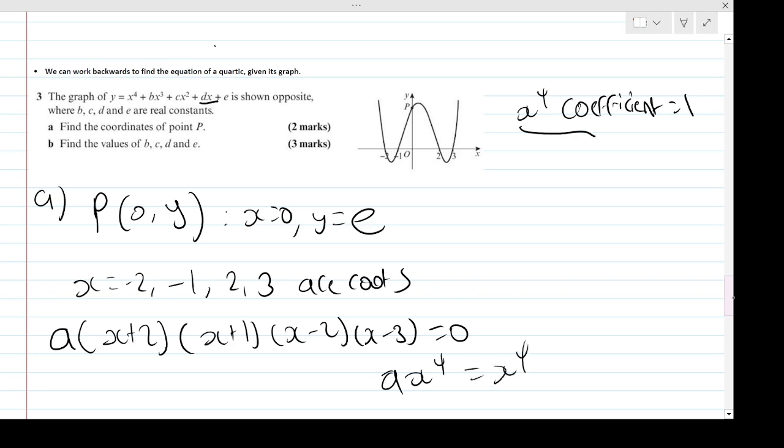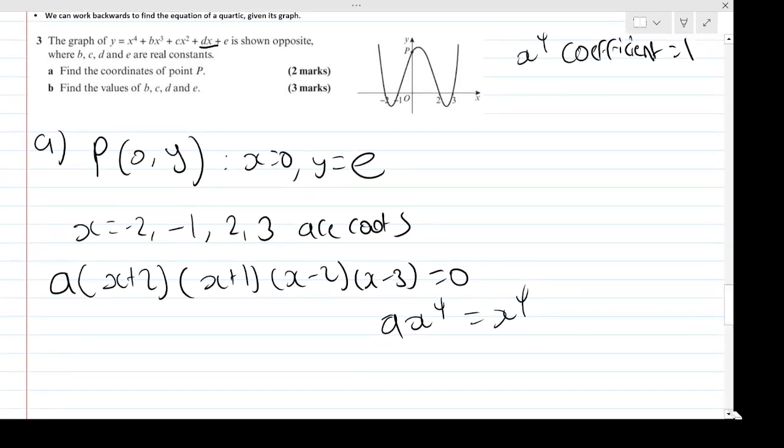The coefficient is 1. So therefore, ax to the 4 is just equal to x to the 4, because in the question the quartic equation has x to the 4 power with just a coefficient of 1. So if we match the coefficient, a simply equals 1.